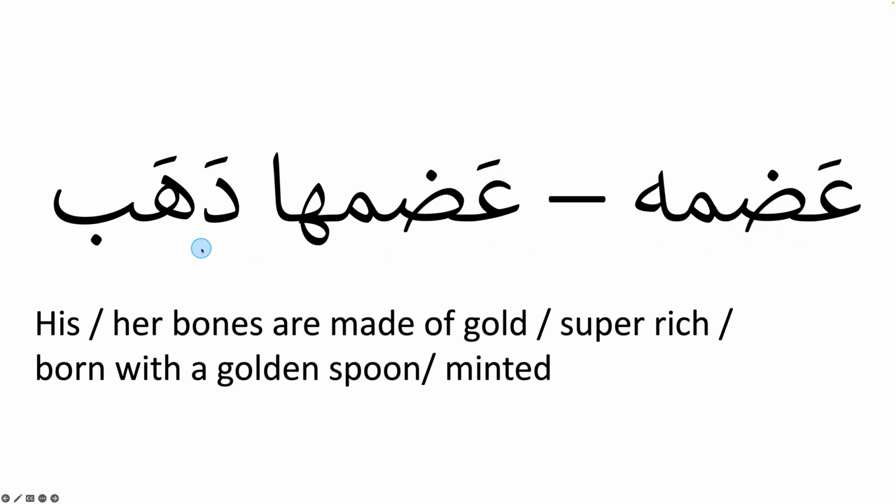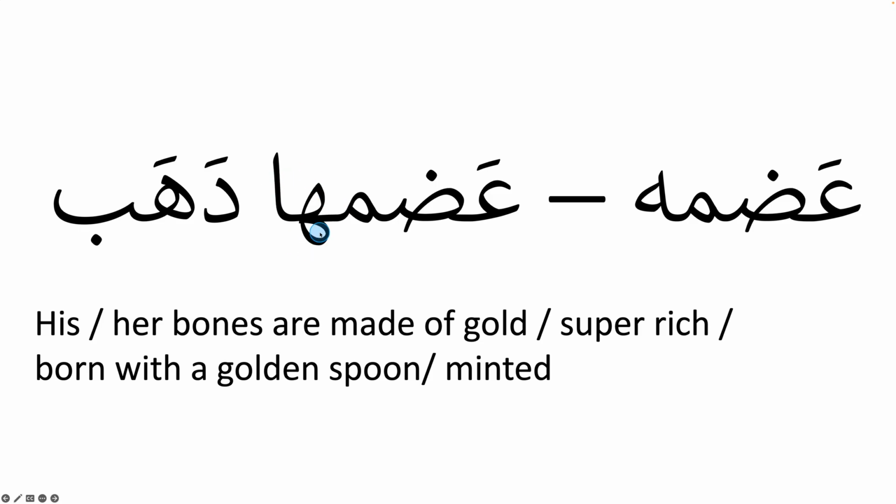Okay, our next phrase is عظمه ذهب. So عظم is bone, and O is his. عظمه ذهب, and that's if you're talking about a man, which means his or her bones are made of gold. Very descriptive. And then if you talk about a woman, you would say عظمة ذهب. So you see these are the possessive pronouns, and you see how we change the ownership from he to her by deleting the possessive pronoun for he and adding the possessive pronoun for her.